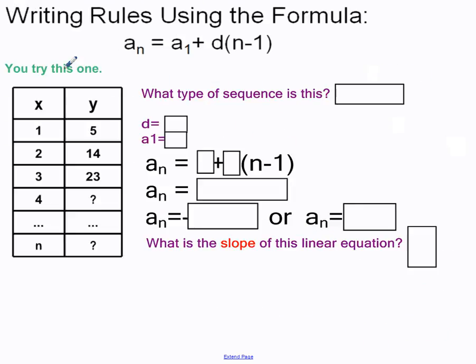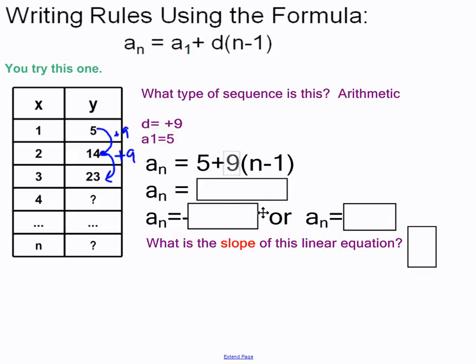One more time. Okay, so here's one. What type of sequence is this? Well, because Mrs. Peters was talking about arithmetic, this one's probably arithmetic, but we're going to test it. So my domain right here is my counting numbers, 1, 2, 3, 4, 5, my natural numbers. Let's see, from 5 to 14, what do you do to get from 5 to 14? Well, I added 9. And from 14 to 23, add a 9 again. So my difference is adding 9. My first term is 5.